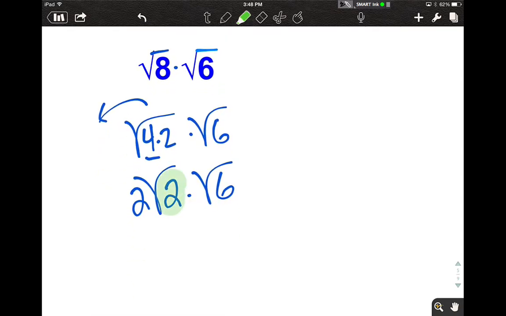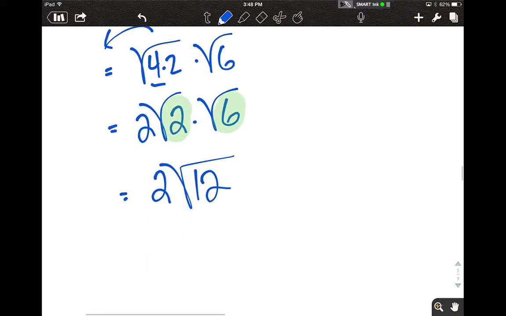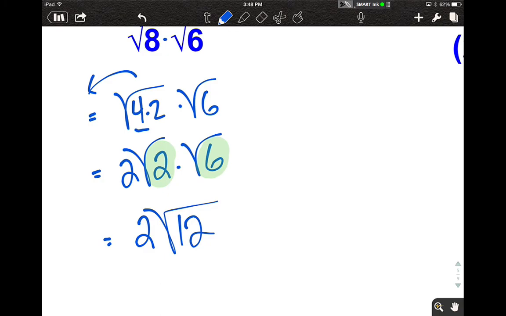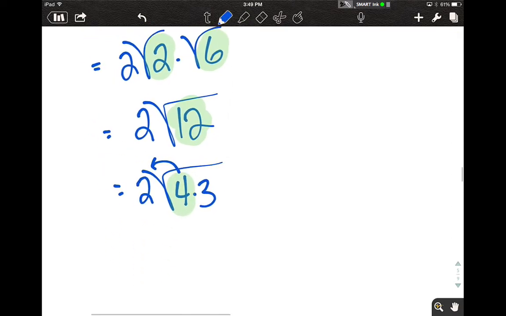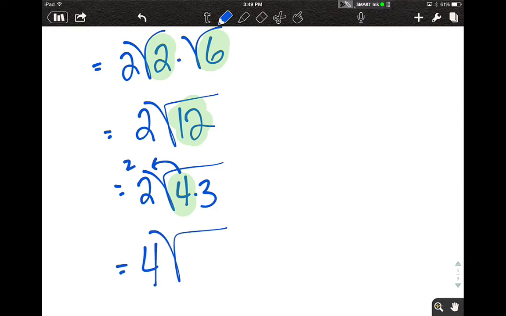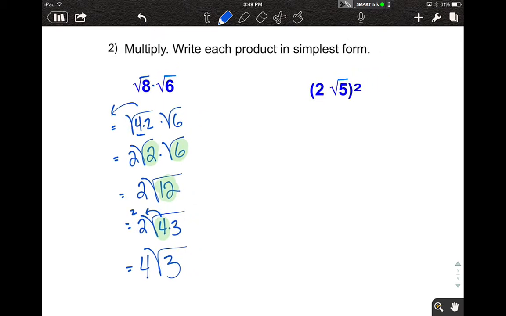I do not need like terms. I can multiply those, and I can get 2 times the square root of 12. Sometimes when you multiply, it doesn't actually help you simplify as far as maybe we still have some stuff in here that I can take out. We have 2 times the square root of 4 times 3 because 4 is a perfect square, so the 4 can come out and we get 2. 2 times 2 is 4. 4 root 3 would be your answer on that one.